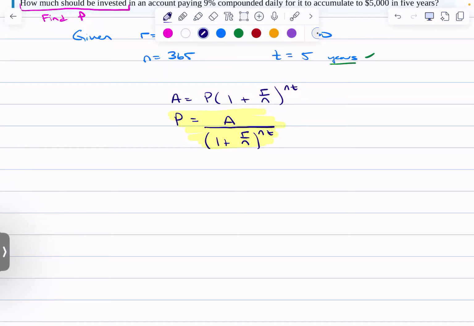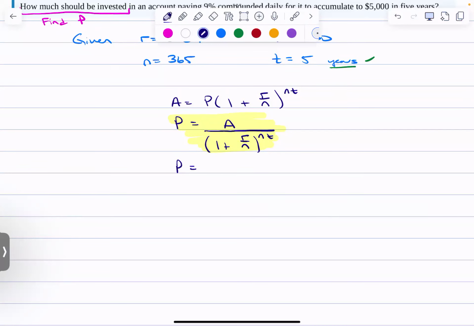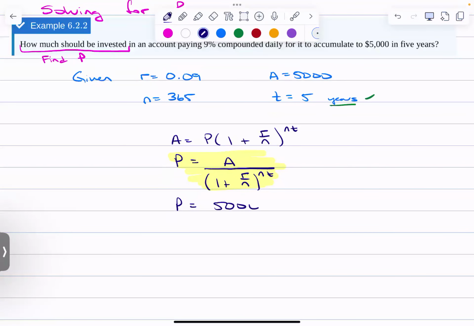P, got ahead of myself. A is 5,000 divided by 1 plus 0.09 divided by N, which is 365, to the power of 365 for 5 years, which will be however many days it is in 5 years.